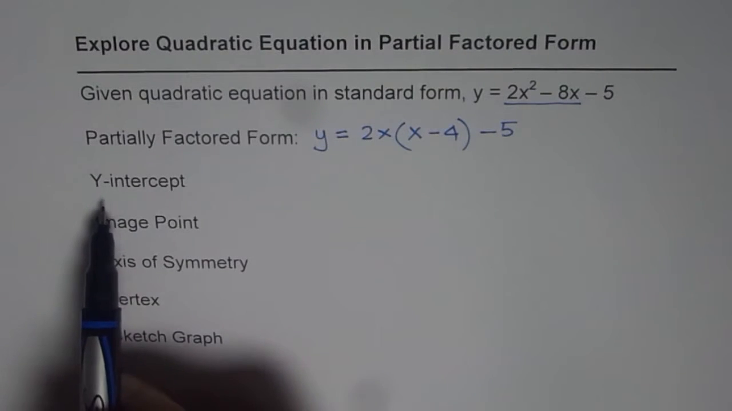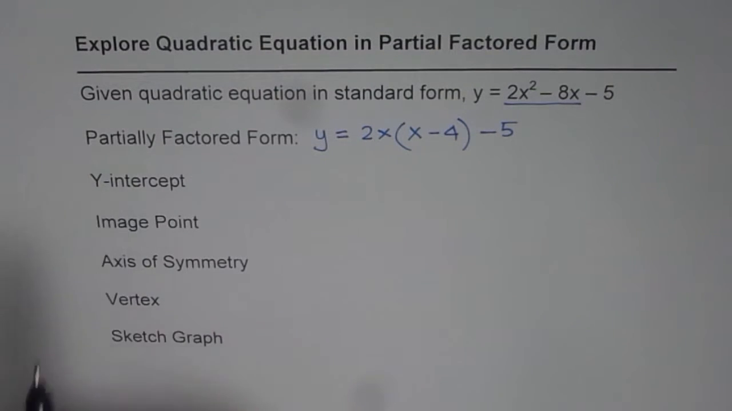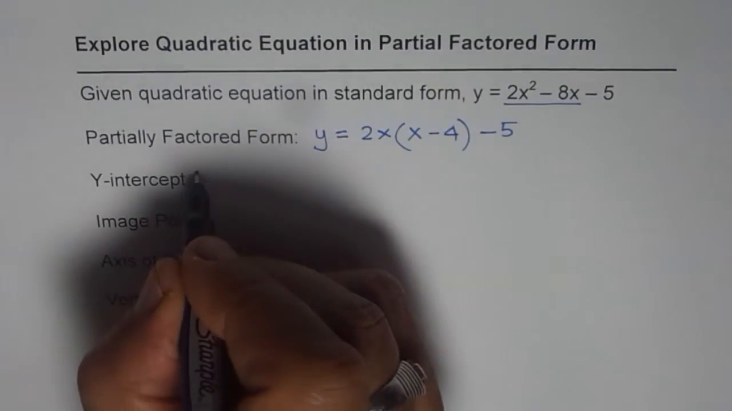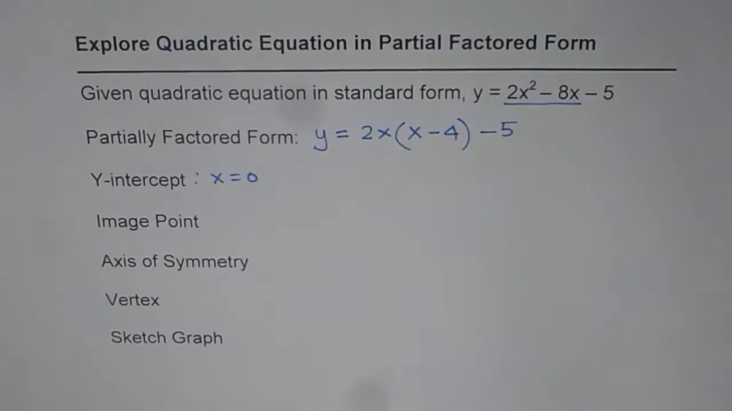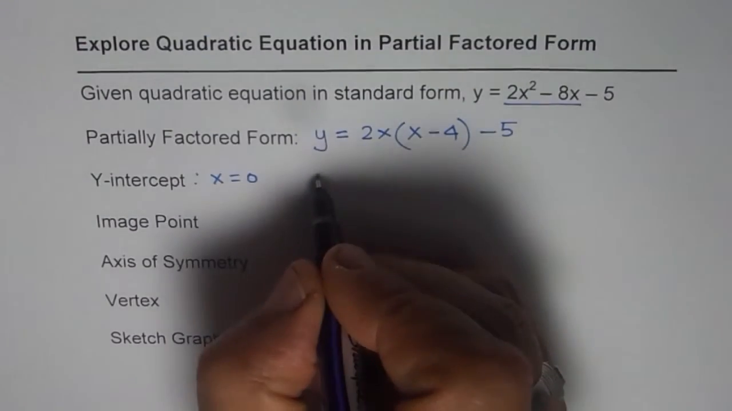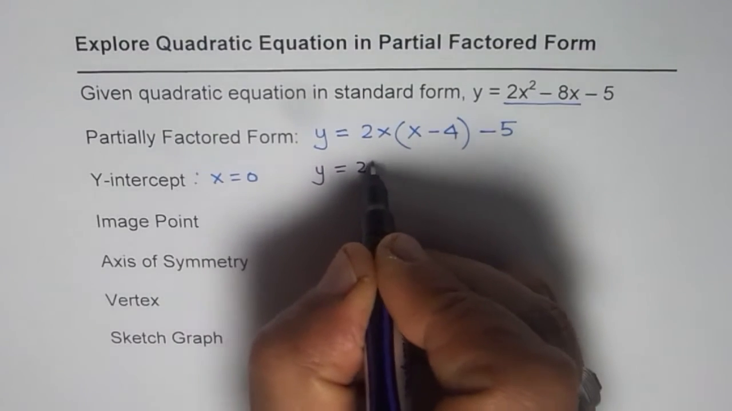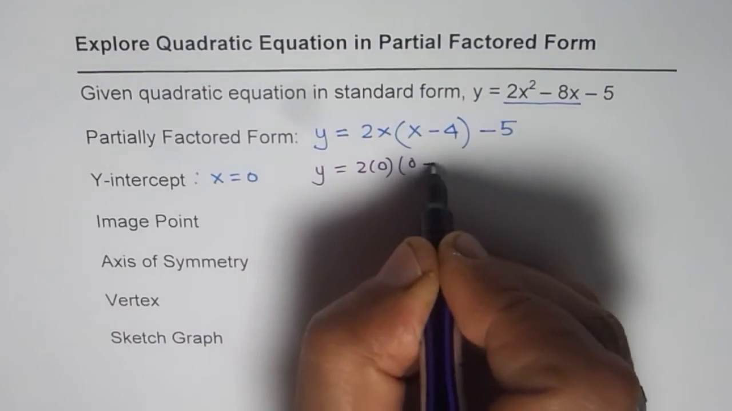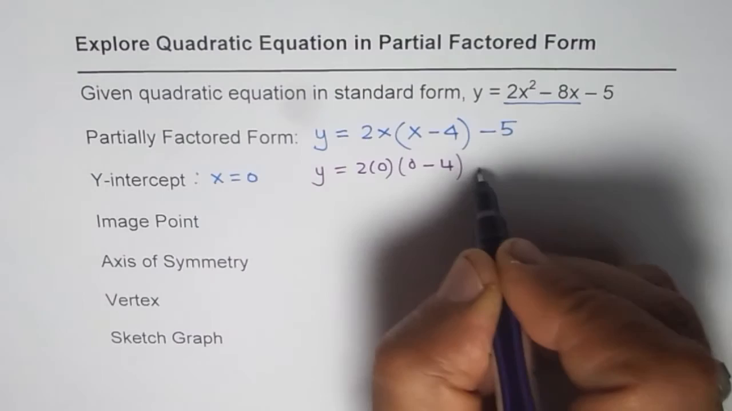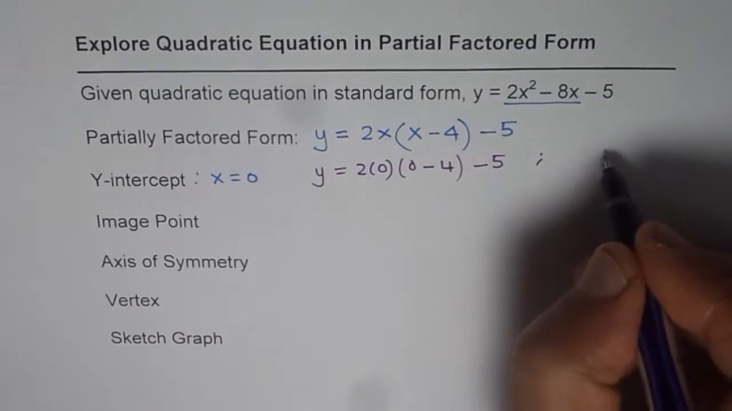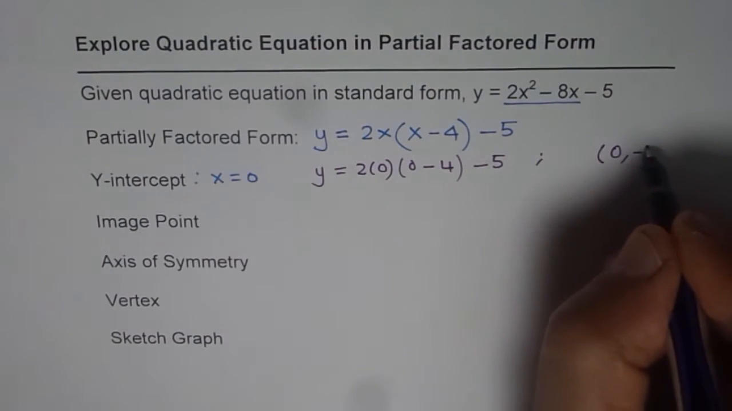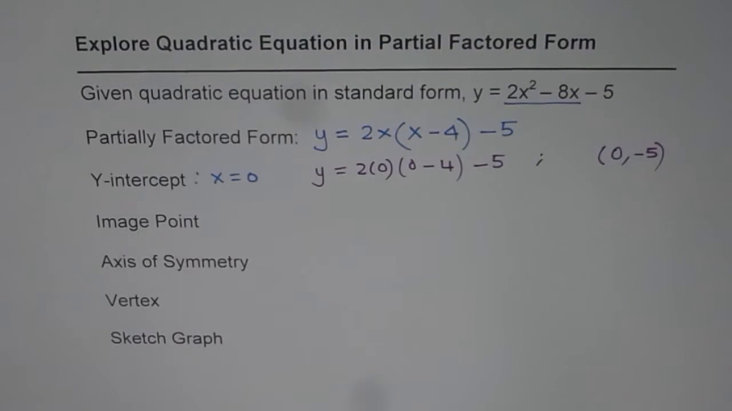Now the second step we'll do here is find the y-intercept. Y-intercept is when x is equal to 0. So if I substitute x as 0 in this equation, what happens? So we have y equals 2 times 0. 0 times anything is 0. So the first term is 0. You are left with minus 5, correct? And therefore you know that the y-intercept is at minus 5, correct? So let me write down the point: (0, minus 5). That is our y-intercept.